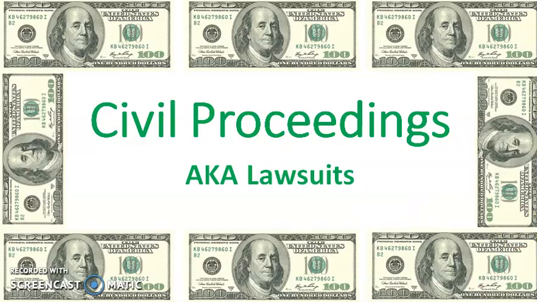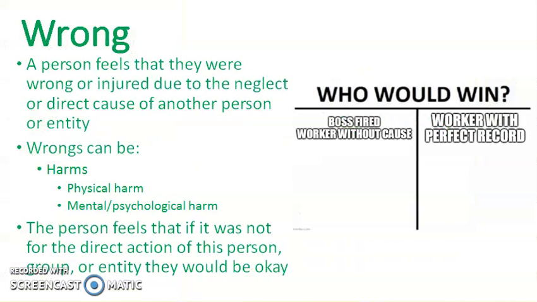The first thing that's going to happen in order for a lawsuit to occur is a wrong. A wrong is when a person feels that they were wronged or injured due to the neglect or direct cause of another person or entity. When I say the word entity, it could be a company. Everyone's going to have a job at some point in their life. You're going to work.